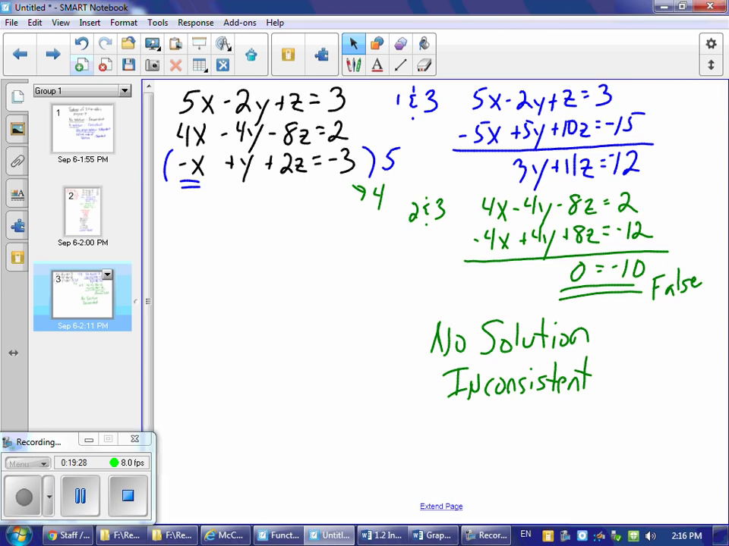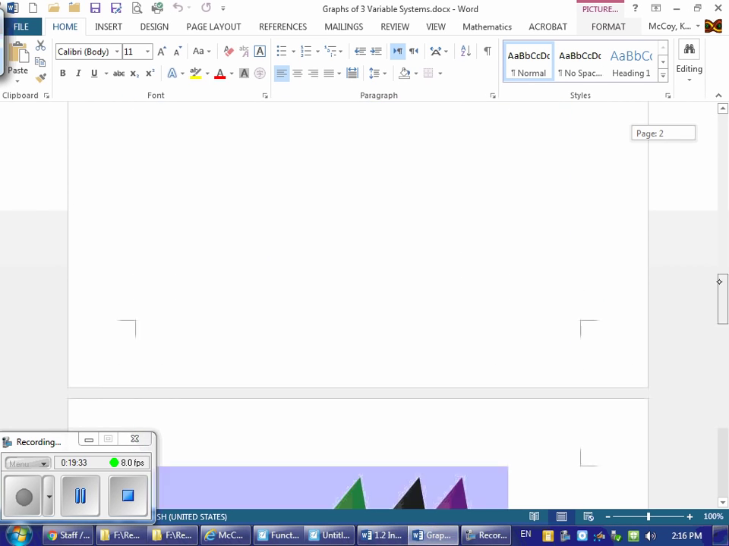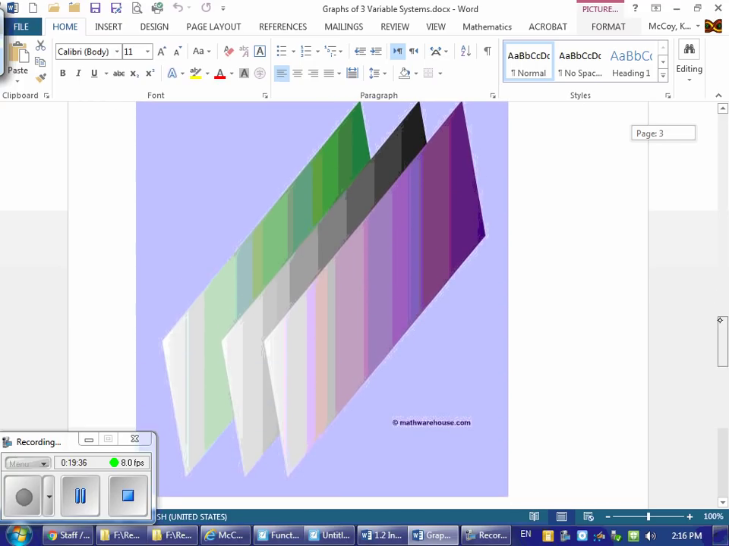What does no solution look like? Well, let's check that one out. That was one with one solution. Something with no solution could look like this. All three of those planes are parallel to each other. They never touch. I don't think that's probably what we have in this last case, but that is one possible way they look. Okay, there are other possibilities of something with no solution.